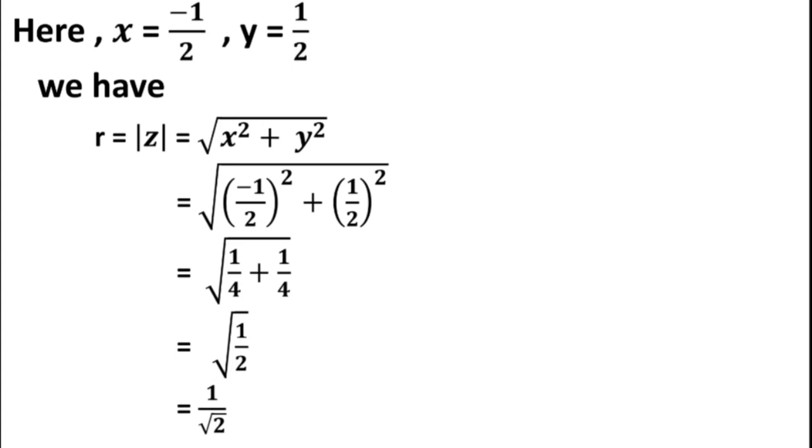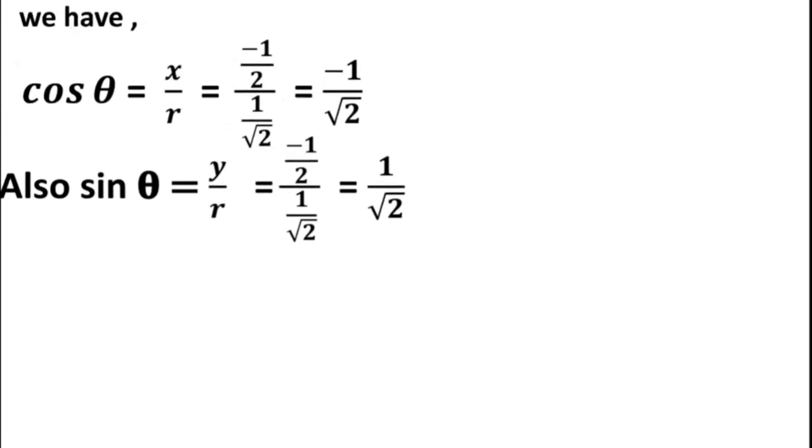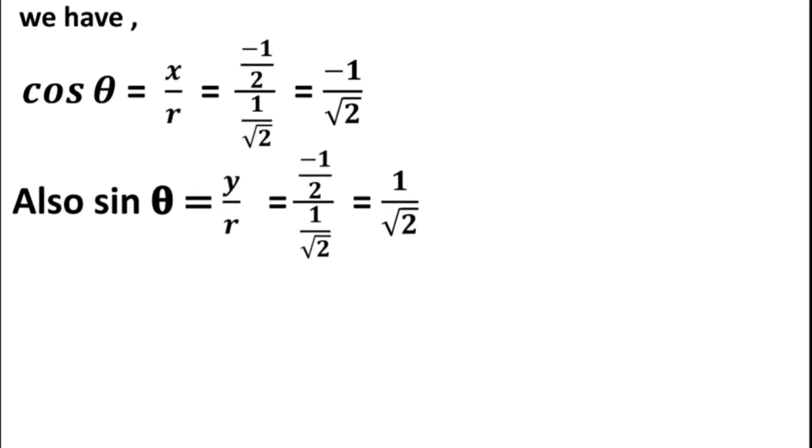Then cos theta is equal to x upon r, you will get minus 1 upon root 2, and sin theta is equal to y upon r, you will get plus 1 upon root 2. Again it is 1 upon root 2, 1 upon root 2.